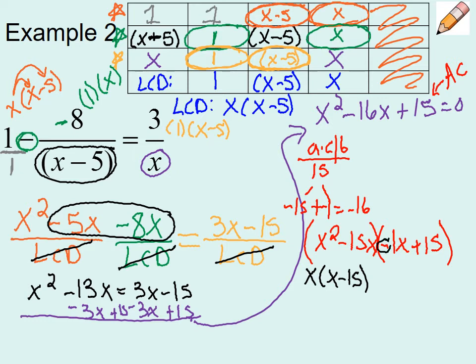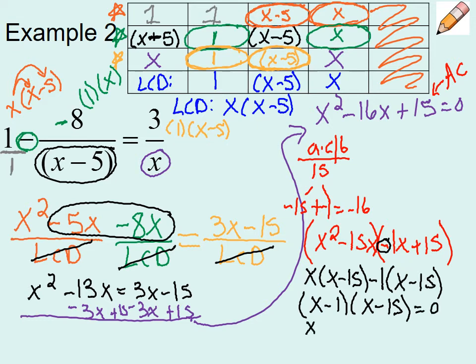Second one, this is negative, so I'm taking out a negative 1, which will leave me with x minus 15. So I have 2 that are the same, which is wonderful. Once we get here, I have x minus 1, x minus 15, these equal 0. So x minus 1 equals 0, x minus 15 equals 0, x equals 1, x equals 15.